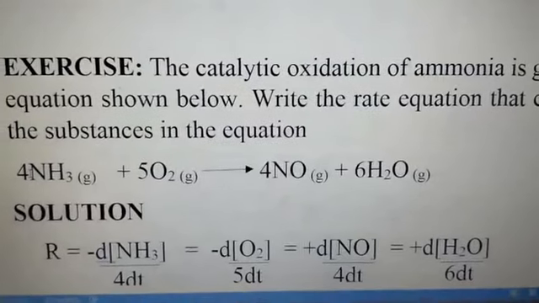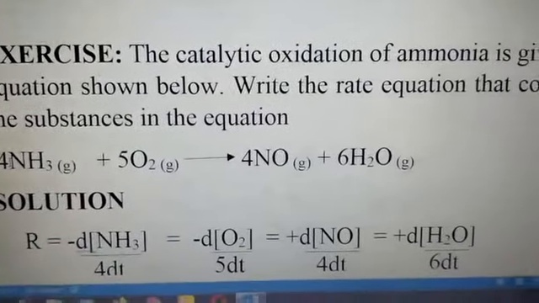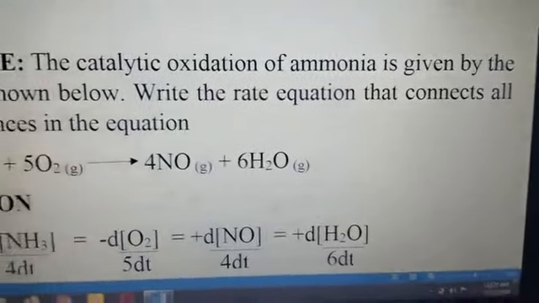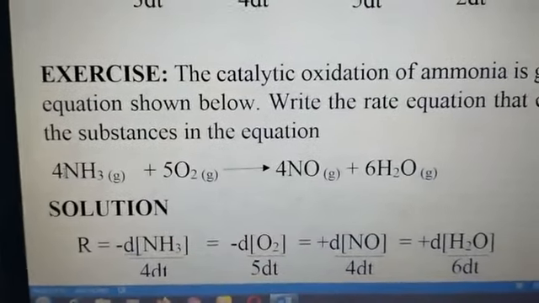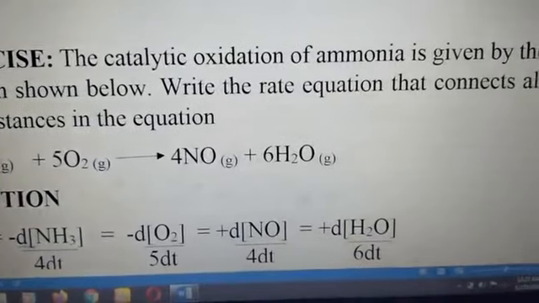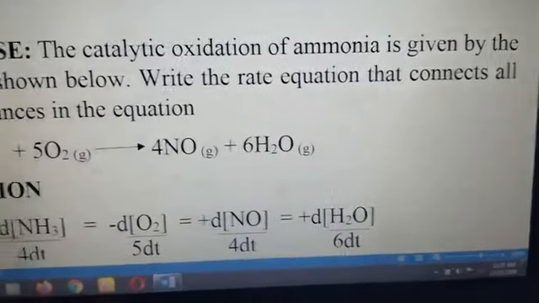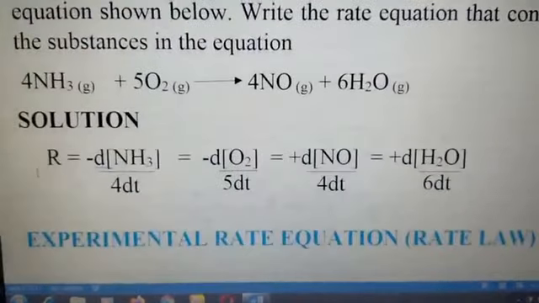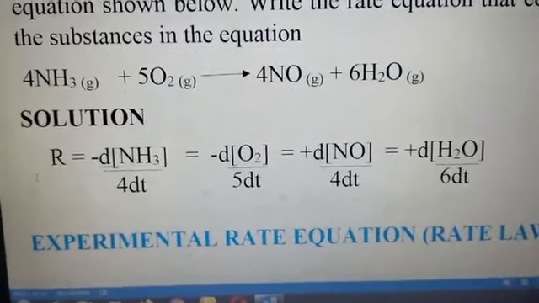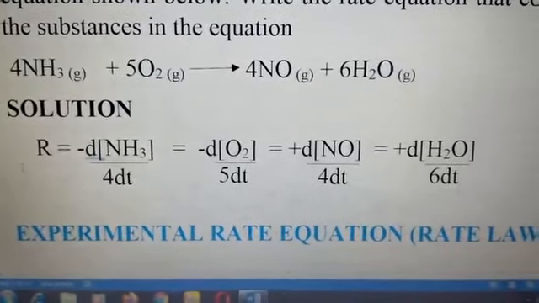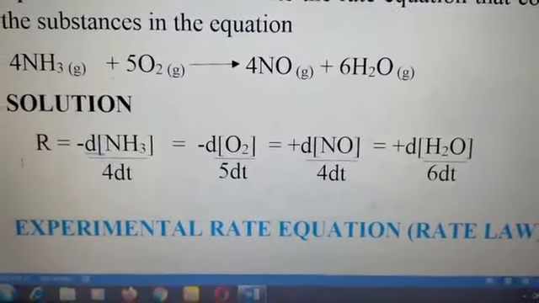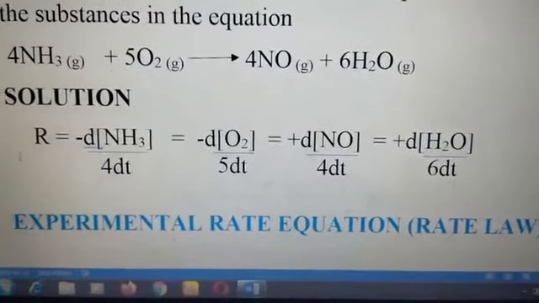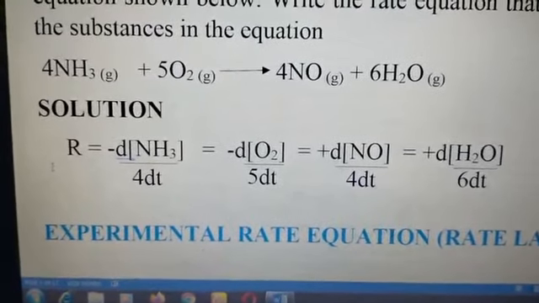We'll now go to a live example. Say the catalytic oxidation of ammonia is given by the equation shown below. Write the rate equation that connects all the substances in the equation. We have 4 molecules of ammonia plus 5 molecules of oxygen, giving us 4 molecules of nitrogen(II) oxide or nitrogen monoxide plus 6 molecules of steam. So how do we connect all this?